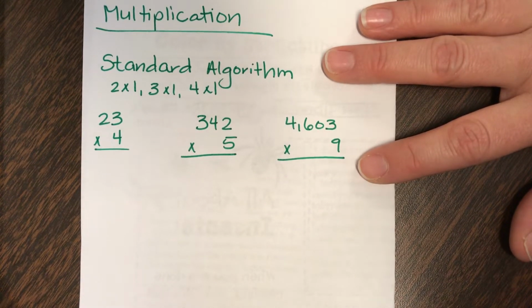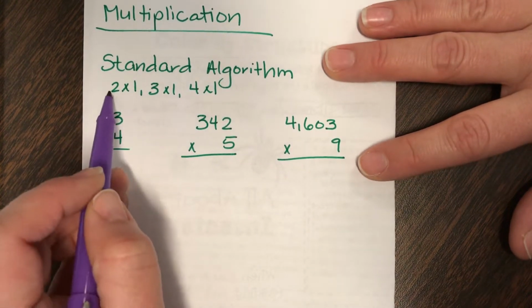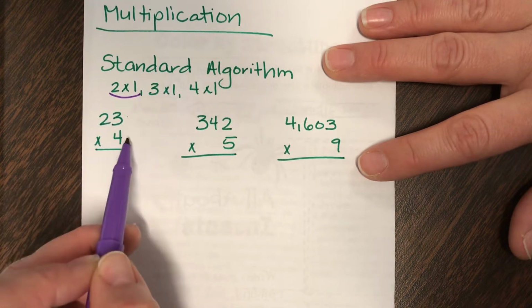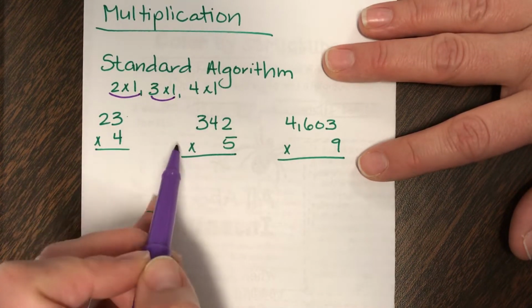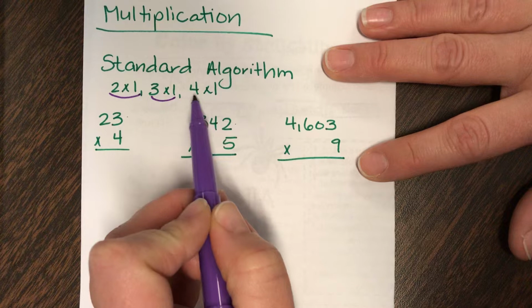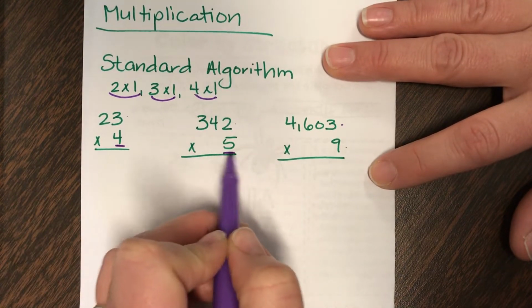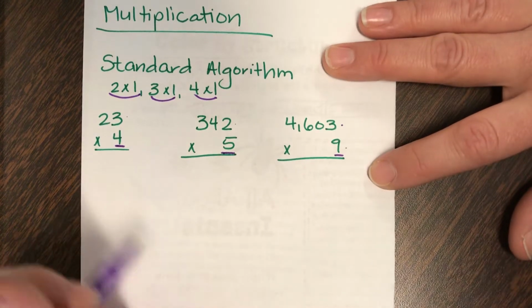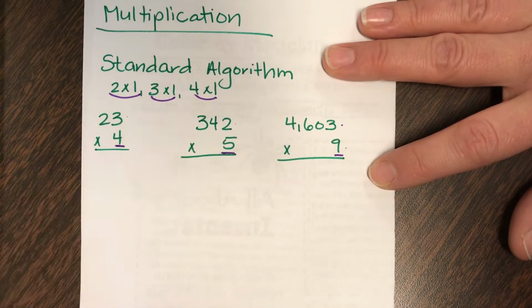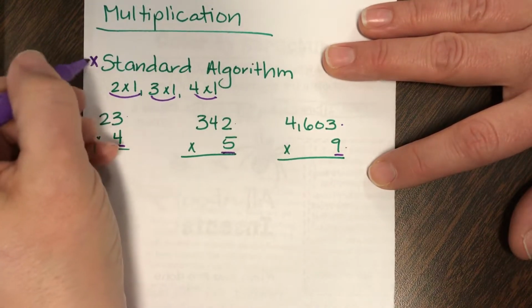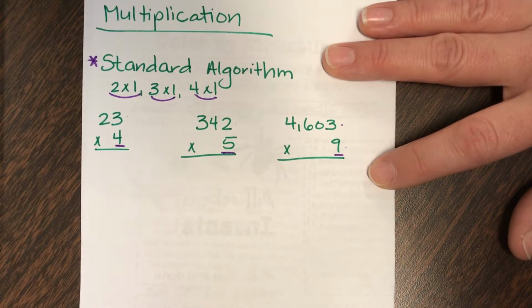With the standard algorithm, we do problems that are 2 by 1, so it means 2-digit by 1 digit, 3-digit by 1 digit, and then 4-digit by 1 digit. So as long as we only have 1 digit multiplied by any other type of number, then students are expected to use the standard algorithm. And this is what we did when we were growing up in school, like I said.